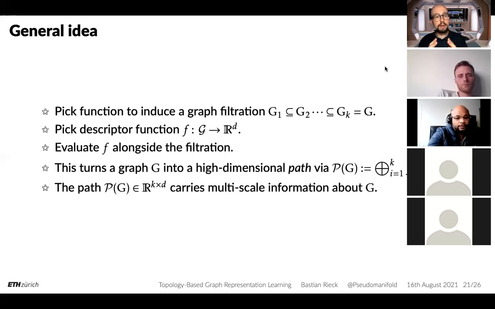And now we can evaluate this function f alongside the filtration, alongside this growth process. And this turns the graph essentially into a high-dimensional path, which we obtain by concatenating all these individual representations along the length of the path. And this path now carries multi-scale information about G. Multi-scale meaning here that we're not only looking at G as it is given to us, but we're also looking at G under different filtrations, under different perspectives of this descriptor function.